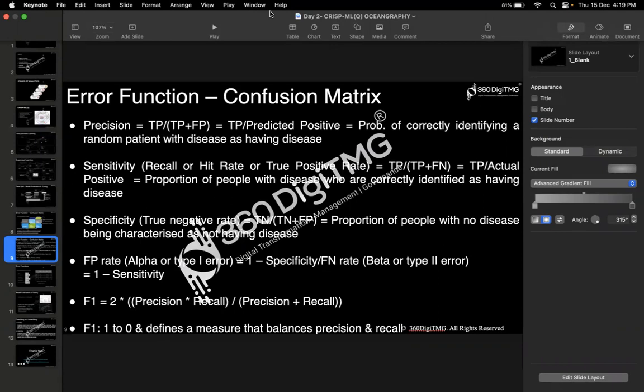So the error function, confusion matrix. Here the precision should be true positive over true positive plus false positive, and the predictive value should be the probability of correctly identifying a random patient with the disease they have. So I will explain about the confusion matrix.